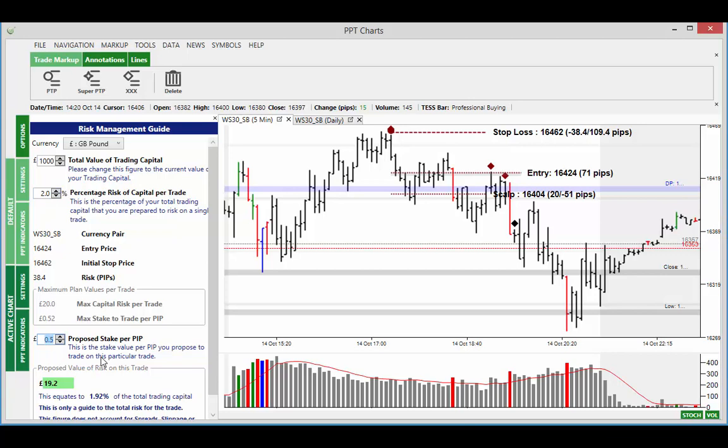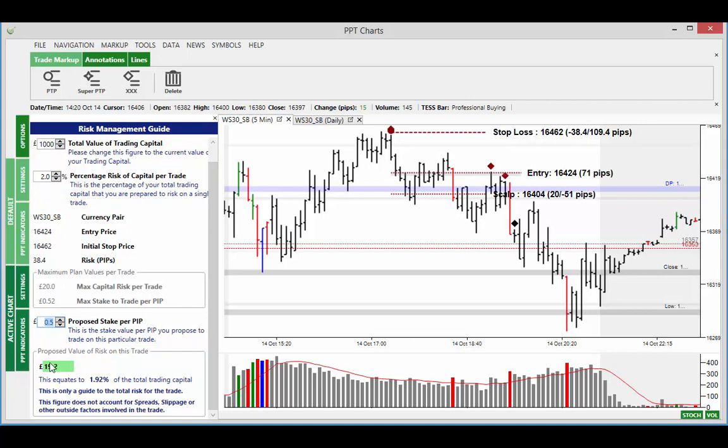So I know I can actually quite easily take this trade at 50p per point with a proposed risk of £19.20. And of course that's got to take into account the initial spread of going into the trade as well, and any other sort of fast moving market if you were to try and come out of the trade as well.